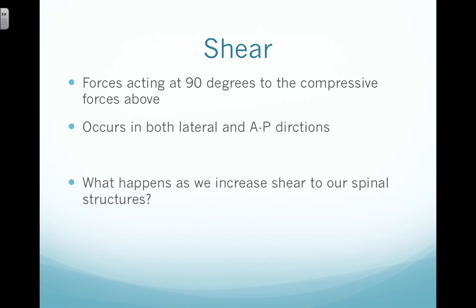Okay, so lastly, let's talk about shear. Shear is those forces acting at 90 degrees to the compressive forces above that. So it occurs in both lateral and anterior and posterior directions. It was really great: Knapp and Maras in 2009 looked at the shear forces when someone is bending forward, and they also looked at occupational tests, so just what we just talked about, pushing and pulling. And what they started to see is that the zygapophyseal joints and the neural arch started to undergo creep, and that they began to take more of the forces over time rather than the intervertebral disc and the vertebral body.